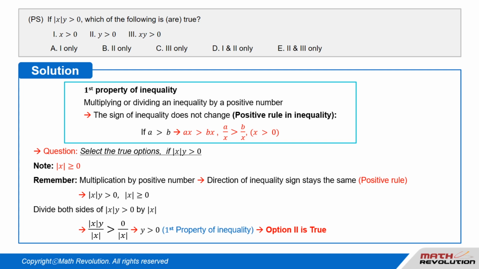Thus, the absolute value of x times y, whole over the absolute value of x, is greater than 0 over the absolute value of x, or y is greater than 0, by the first property of inequality, which is the positive rule in inequality. That is, multiplying or dividing an inequality by the absolute value of x does not change the direction of the inequality sign. Thus, option 2 is true.